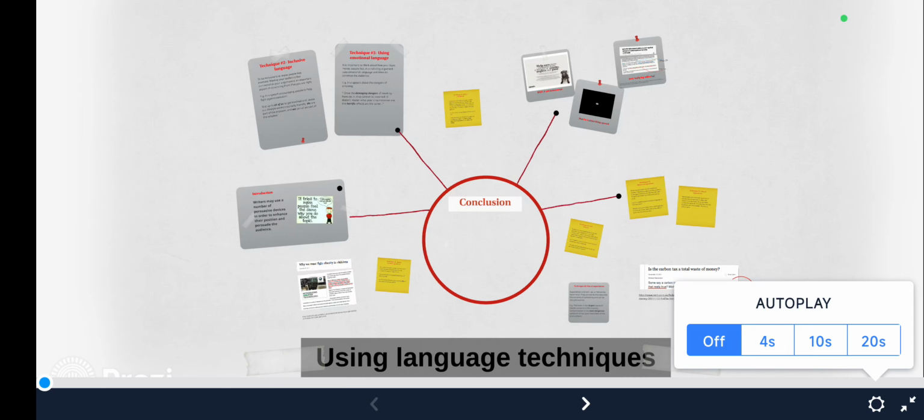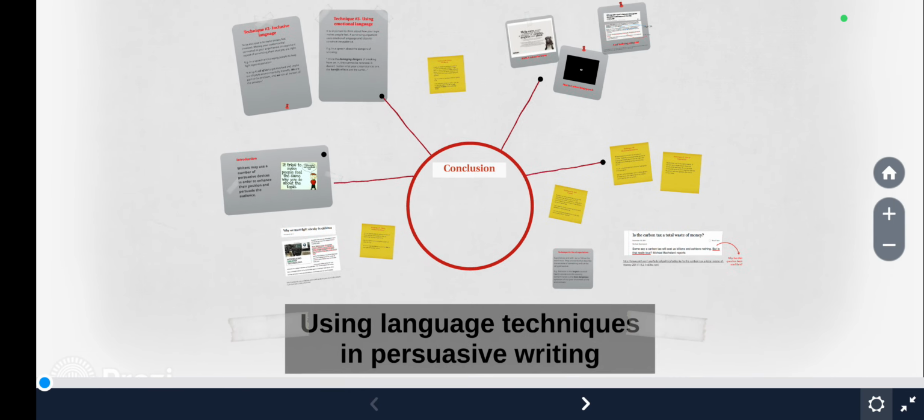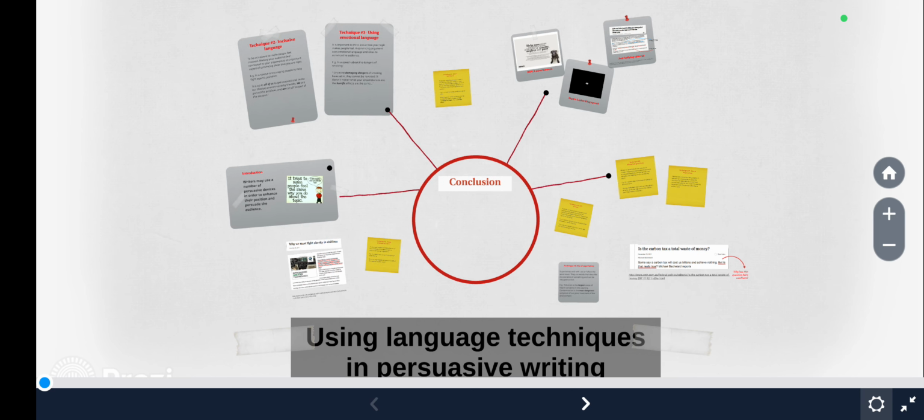Good afternoon, dear students. Today we're going to continue working on how to sell things. And today we're going to work on using some language techniques in order to be persuasive and sell things. So we're going to study some useful techniques in order to write or talk using language techniques to be persuasive.